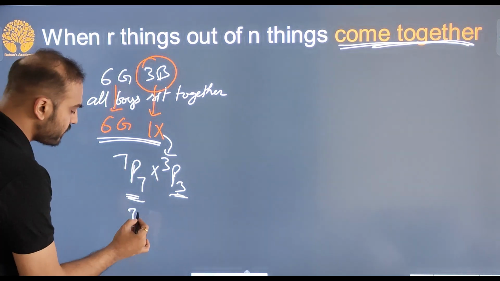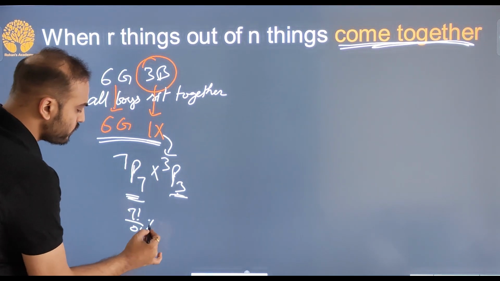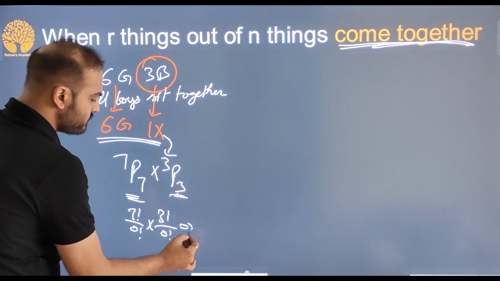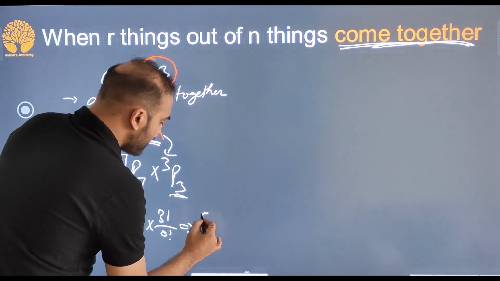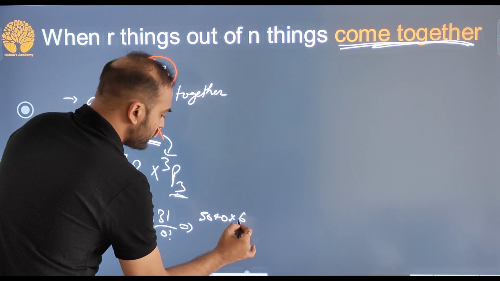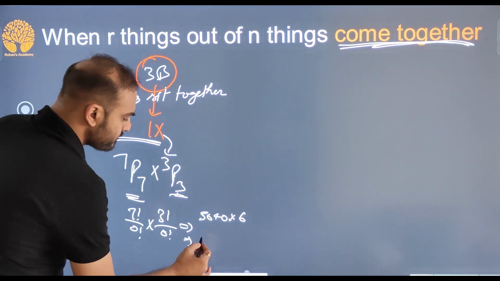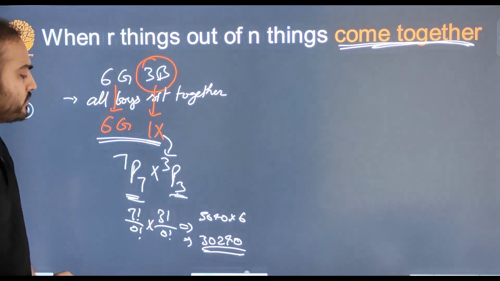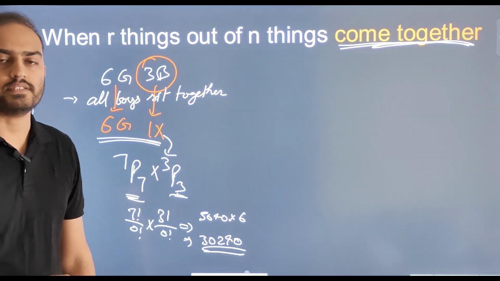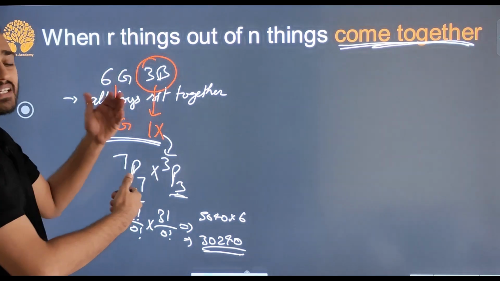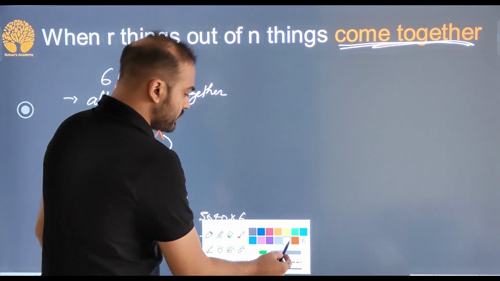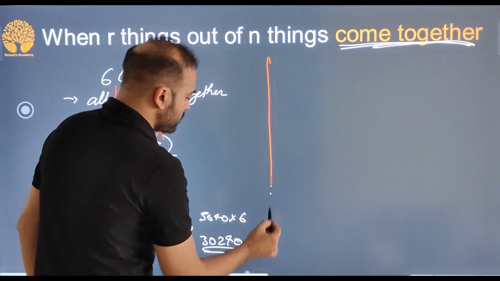So that's 7 factorial by 0 factorial, 3 factorial by 0 factorial. If you simply solve this, that is 5040 times 6, that's 30240, right? 30240 cases. Okay, I hope you understand the logic of this.